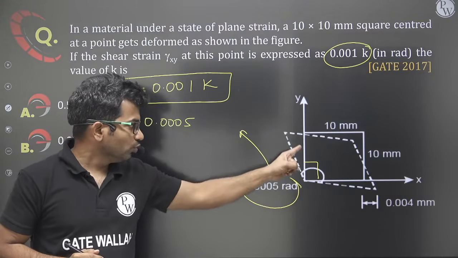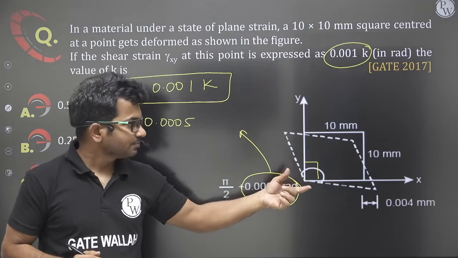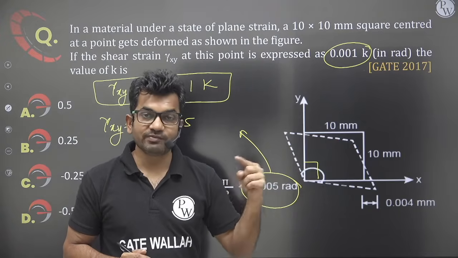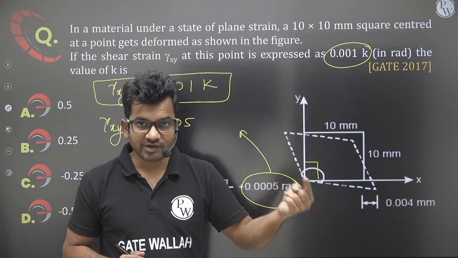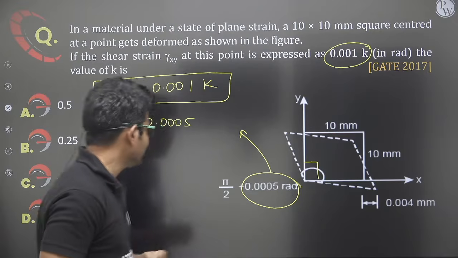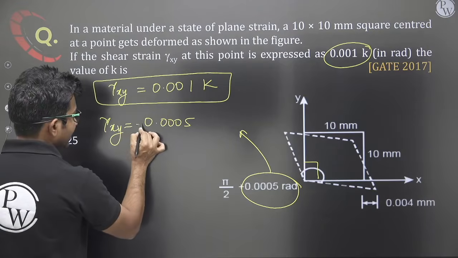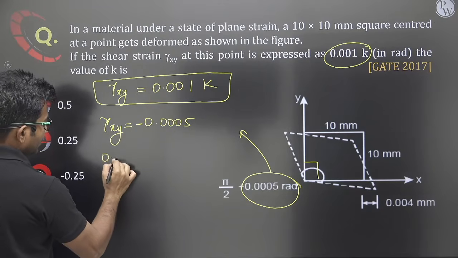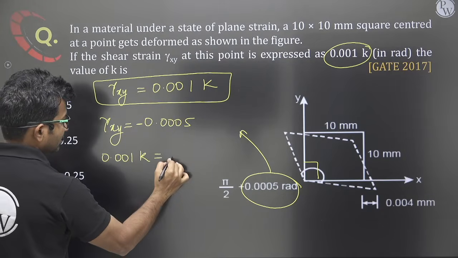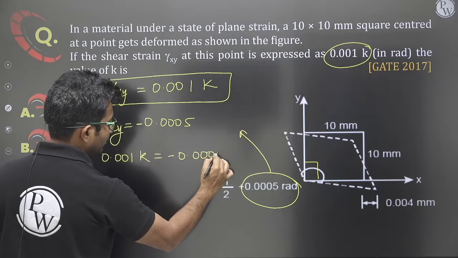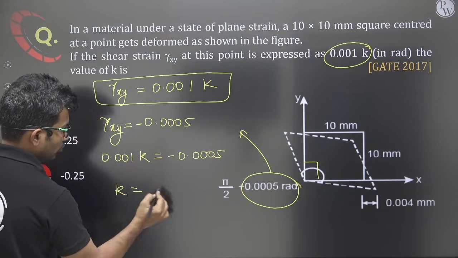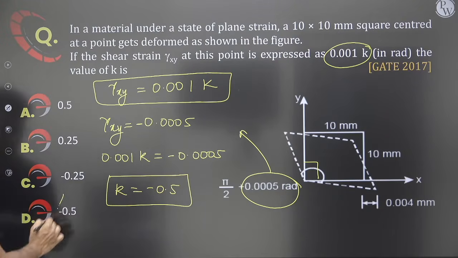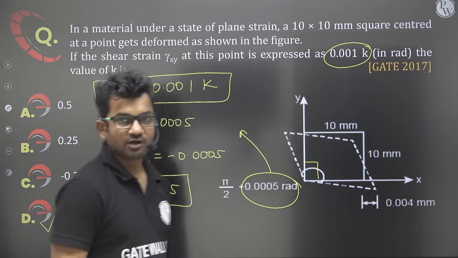Now, can you tell me if this shear strain is positive or negative? The angle between two negative faces is increasing, and the angle between two positive faces is also increasing. When the angle between two positive faces or two negative faces increases, it is negative shear strain. So we will write a minus sign. Now 0.001 K will be equal to minus 0.0005, so K will come out to be minus 0.5. This will be the answer, option D.